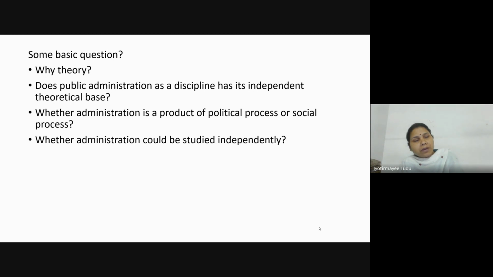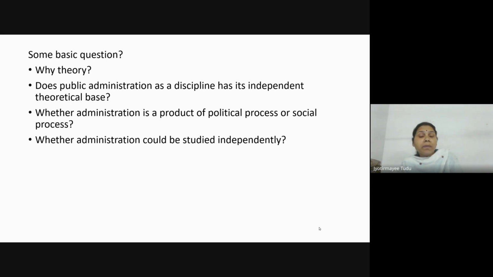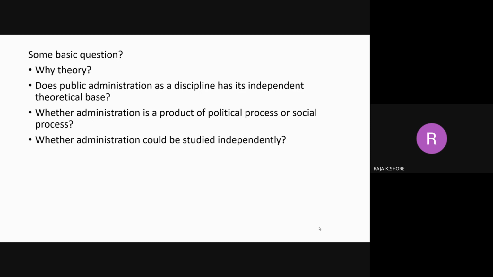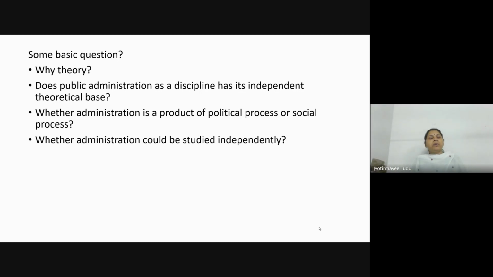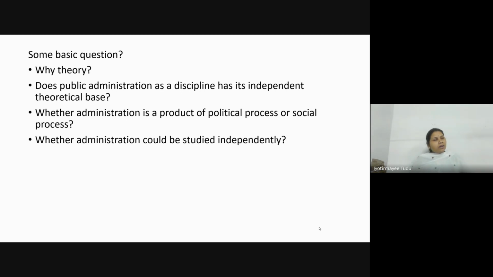The states which came up were labeled as Third World States, and in those Third World States, the bureaucracy was started to be worked on. So it created another understanding: whether public administration could really be independent from the political process, or whether it is shaped through the political process or the social process. Okay. That's the broader way through which you would be able to understand the theoretical journey of public administration as a discipline. So we generally begin with dichotomy as a theoretical base, and under this dichotomy we generally read about Woodrow Wilson, James Goodnow, and also up to some extent Max Weber.